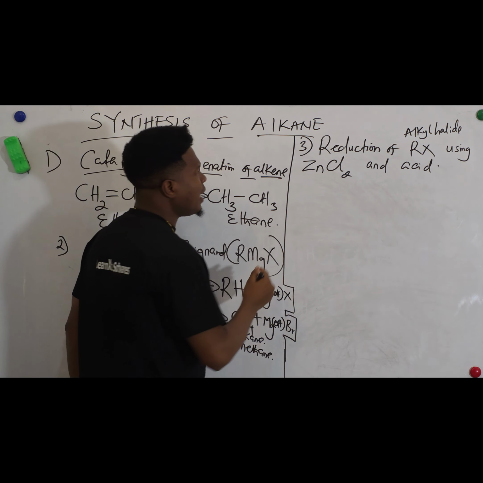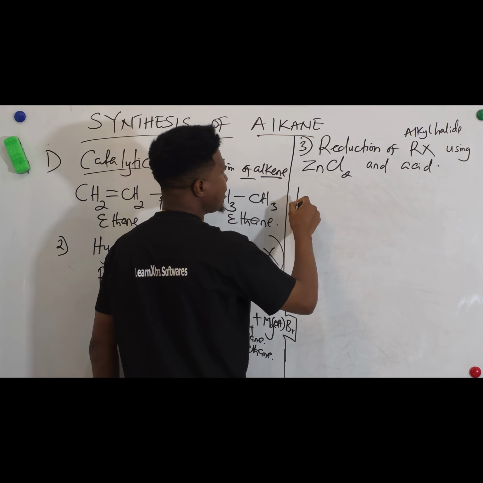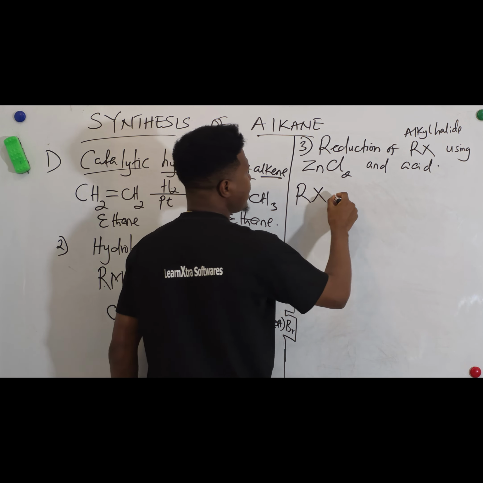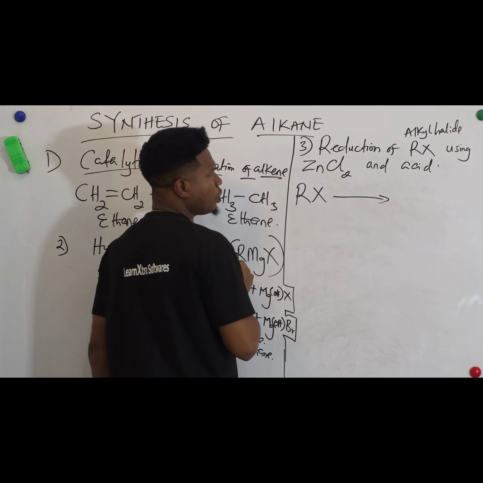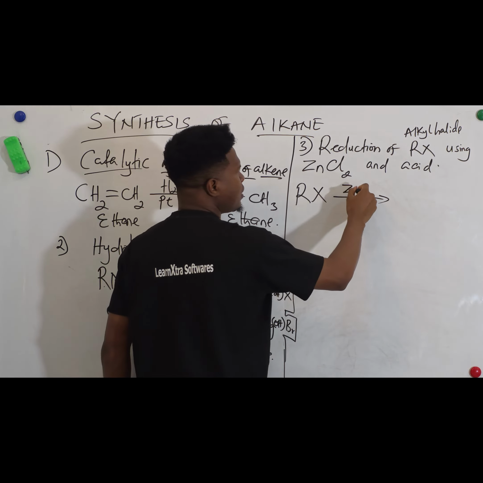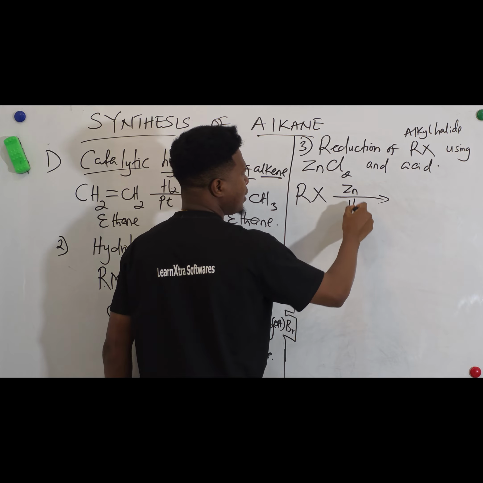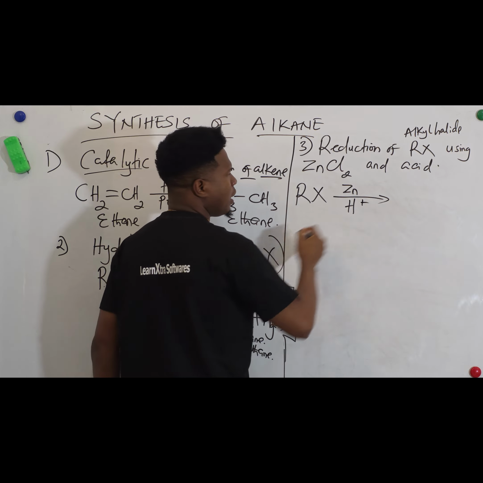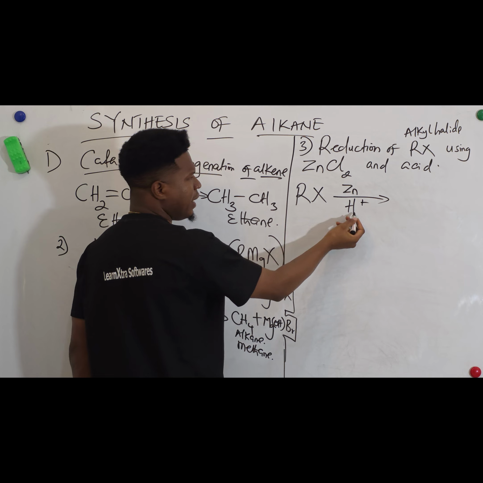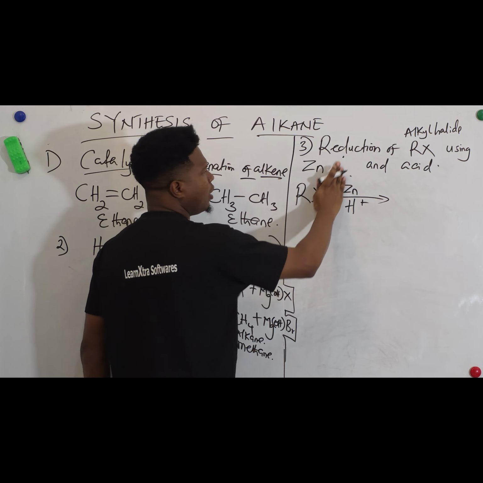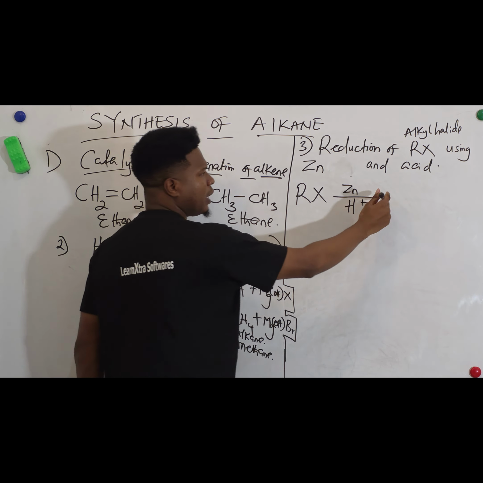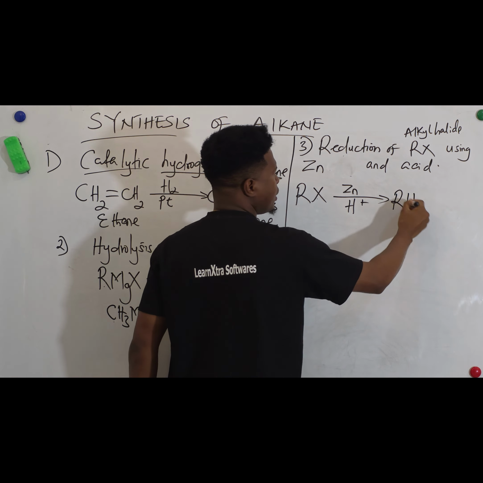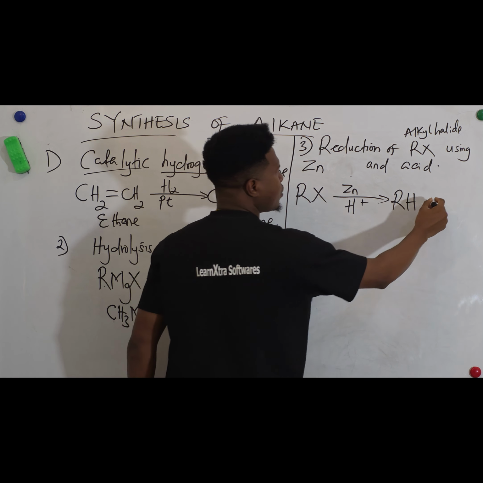So in this reaction, what happens here is that the RX, which is the alkyl halide, undergoes a reduction in the presence of what? Zinc and an acid, H plus. So what happens is that the H plus will replace the X to give us the alkane, which is RH. Then the X goes with zinc to form ZnX2.